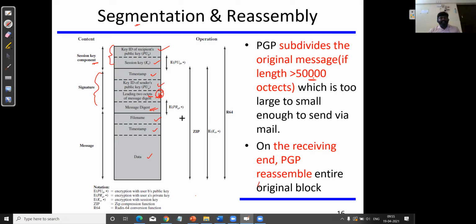Now here you can see that the compression is applied only to the message and signature, not to the session key components. After compression they apply encryption, and then the final operation converts the binary values into ASCII values, which is based on the radix 64 conversion function.